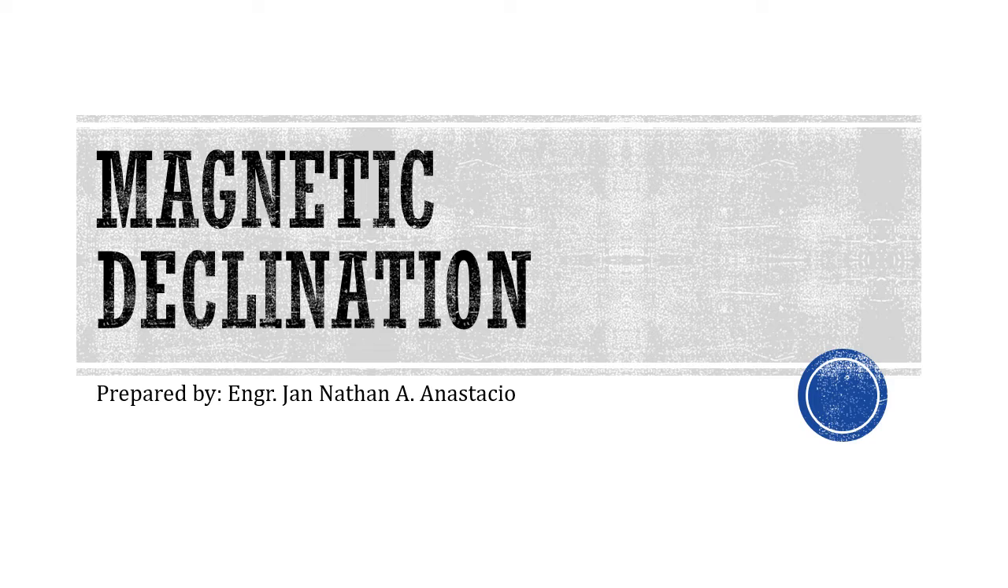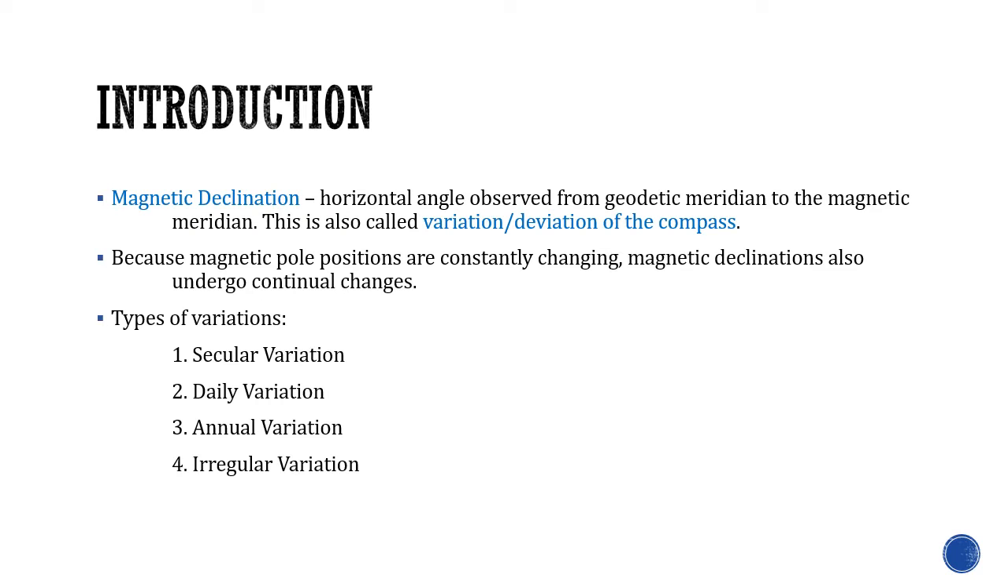So this will be a very short topic. So hopefully aralin nyo pa din, no? Kahit very short topic lang siya. And madali lang itong topic na ito. And so magnetic declination by definition is the horizontal angle observed from the geodetic meridian to the magnetic meridian. Okay, so another term for magnetic declination is the variation or the deviation of the compass.